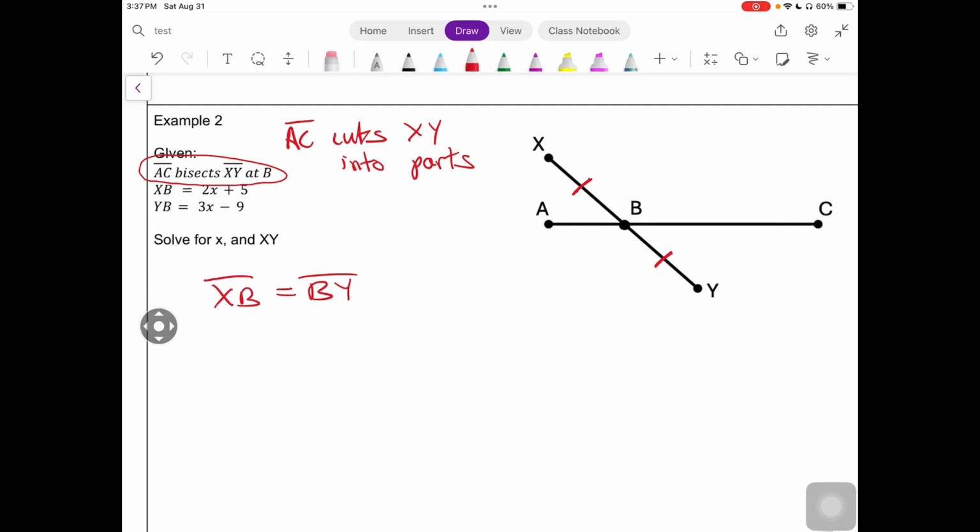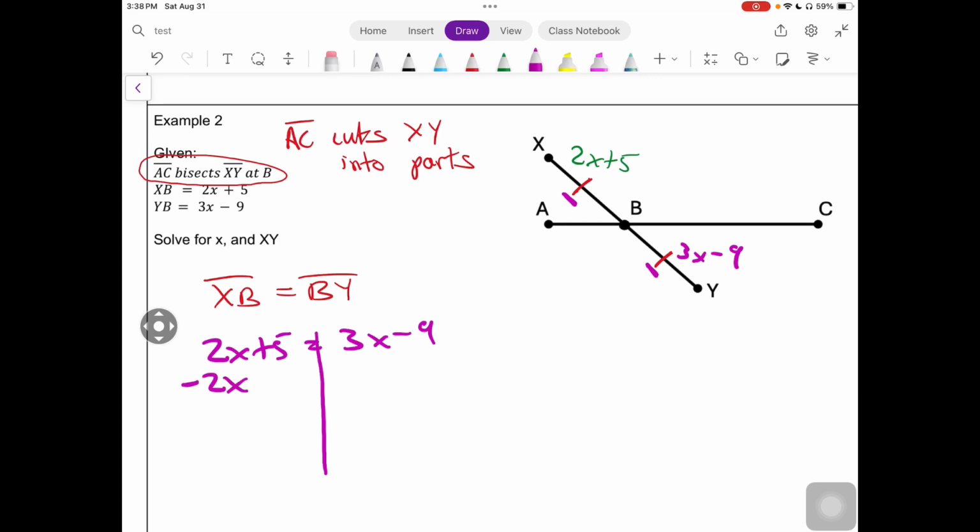All right, so we'll label our information again. We're going to have XB is 2x plus 5, and let's see, YB or BY is 3x minus 9. Now again, we have these marks here. That tells us they're equal to each other, and we know it because we wrote it down before. So we have 2x plus 5 equals 3x minus 9. I'll put my line down the equal sign.